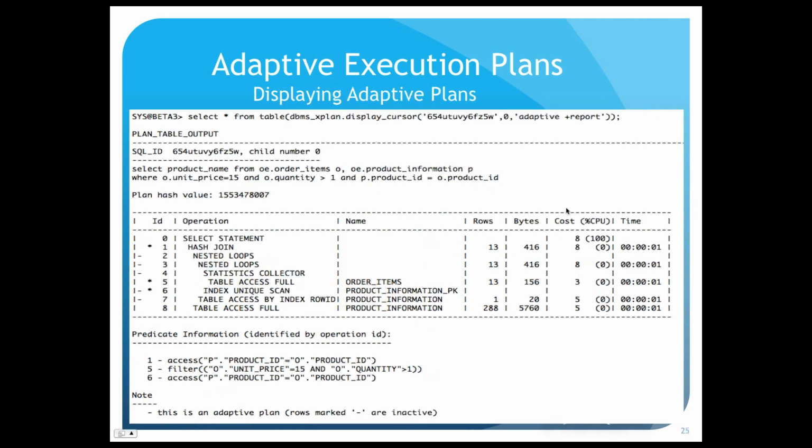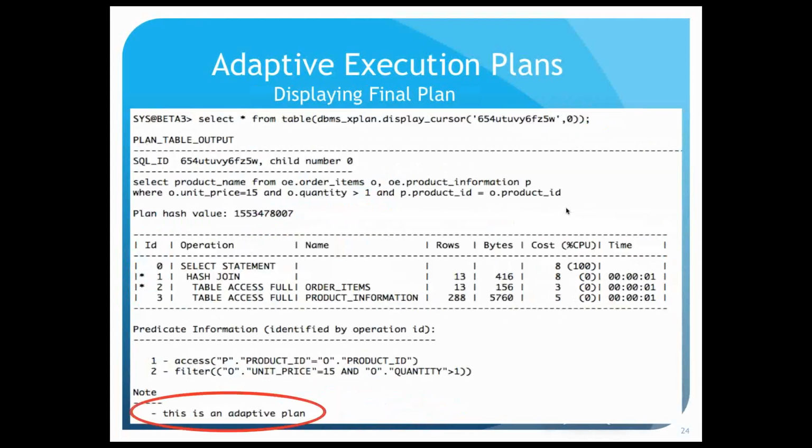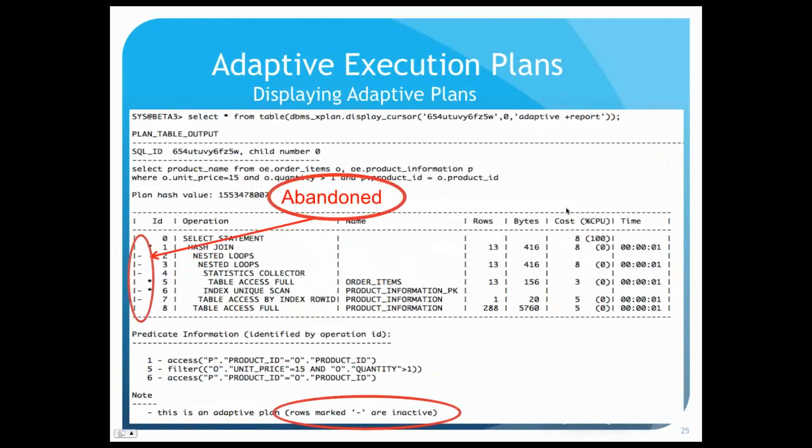If you want to see this mixed mode version, you have to use the adaptive plus report format, and it's going to tell you down in the note that the rows marked with an asterisk are inactive. And if you look over on the left-hand side of all the steps, you can see that there's a number of steps that are marked with an asterisk in front of them. So if we look back at the final plan, which is just this hash join with the two table full access, and then when we look at this plan, you'll see that all the nested loop and statistics collector steps are marked out. And so what we're left with is a hash join with a table access full and a table access full. So, if you want to really dig into a plan and see what was there originally, what got eliminated or abandoned, and compare that, then this is the way to do that.